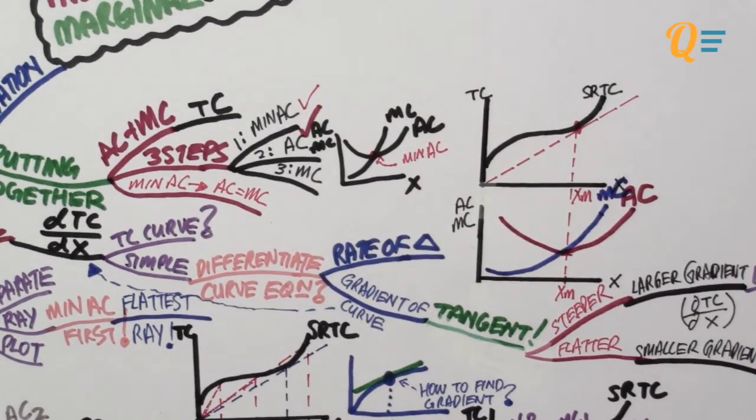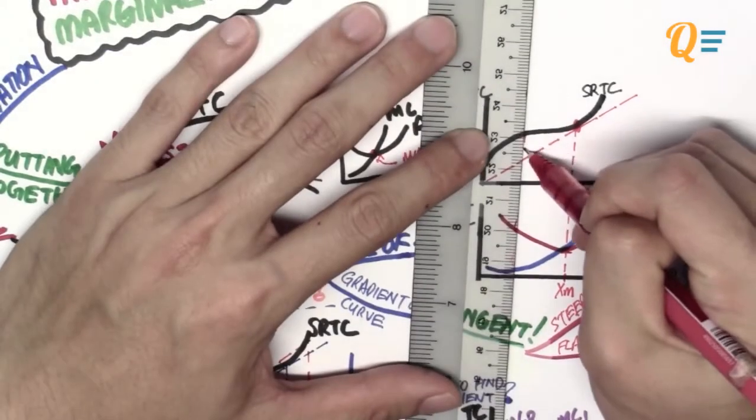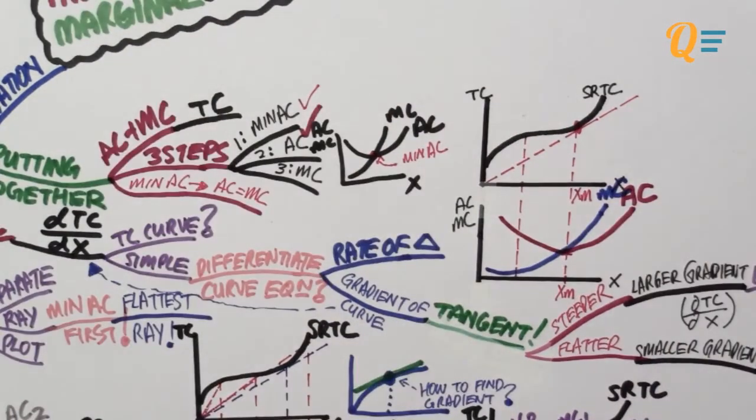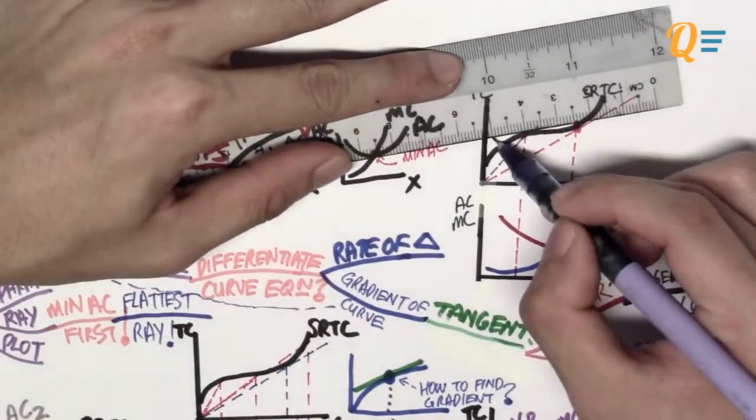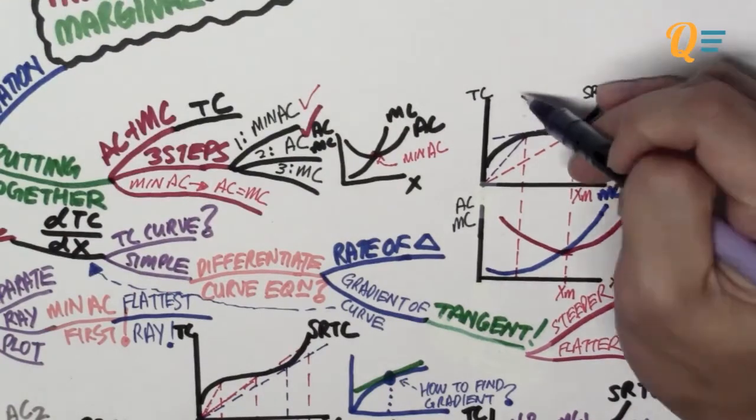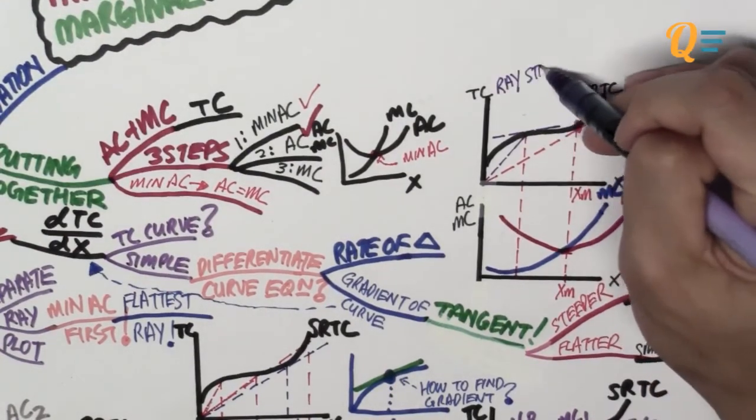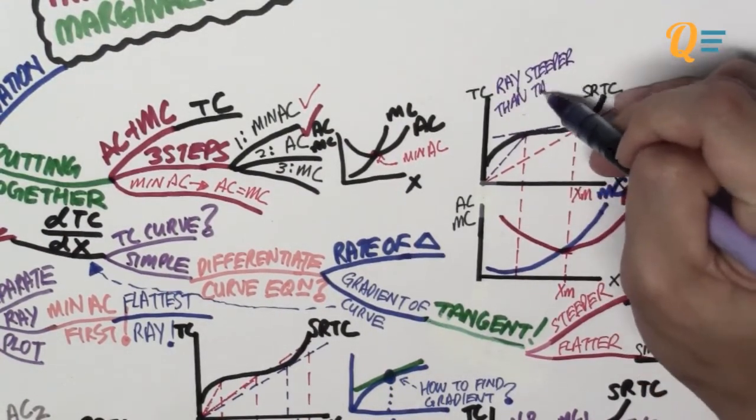Now, why is it shaped this way? Why is it that on the left side of the minimum average cost, the average cost is higher than the marginal cost? And why is it that on the right side of the minimum average cost, the marginal cost is higher than the average cost? To find the answer, you need to compare rays and tangents. Let's take a look at the left side of the minimum AC. So this is a ray, and this is a tangent. Which one is steeper? Obviously, the ray is steeper than the tangent.